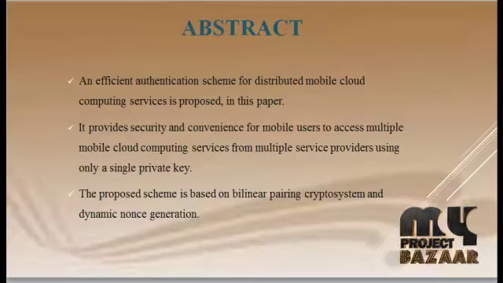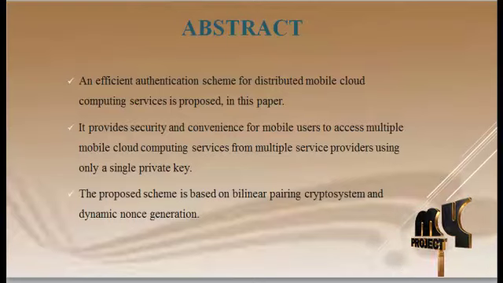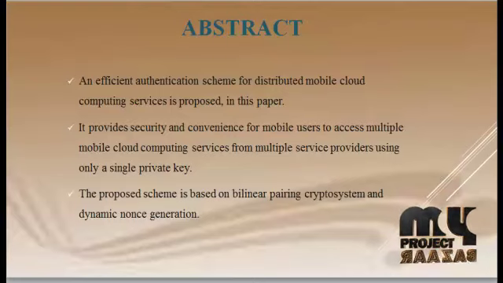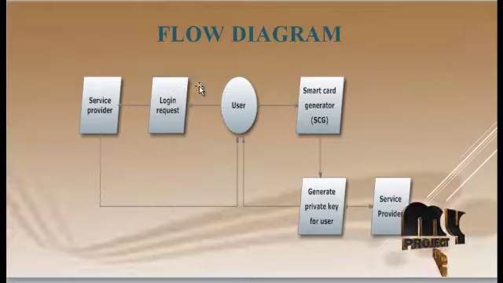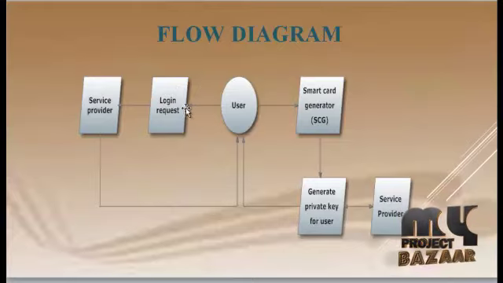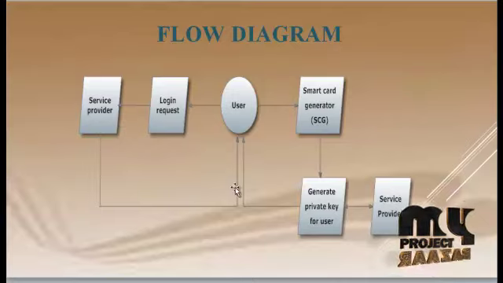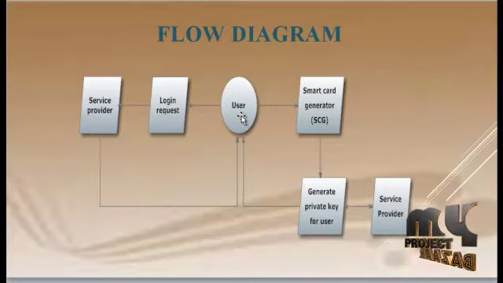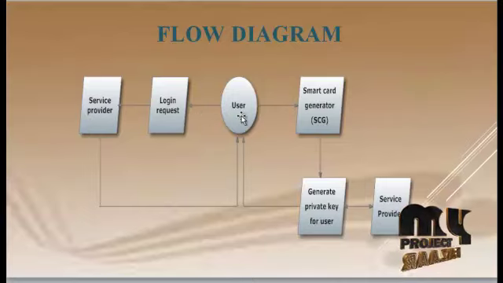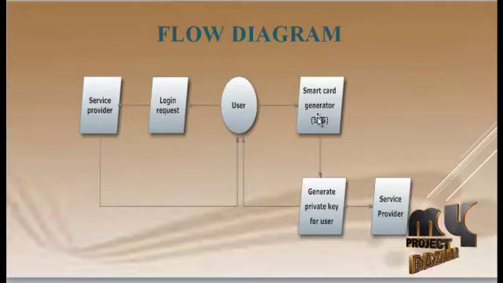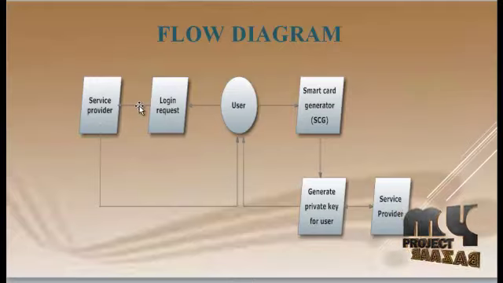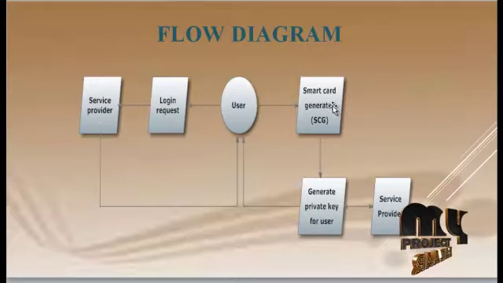Next we go to the flow of this project. This is the flow diagram of this process of the service providers. First we go to the login page, the user's login page. Now, with the login request, as we enter the user, we have to get authentication using the login request and the service provider also. After the authentication verification, we go to the smart card generation.